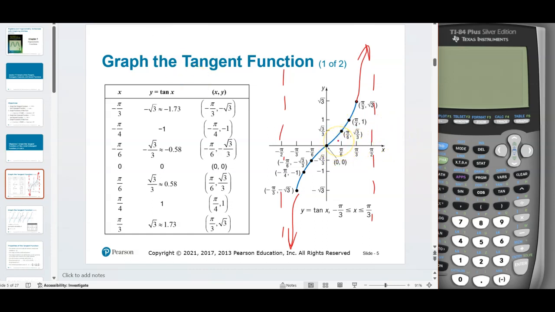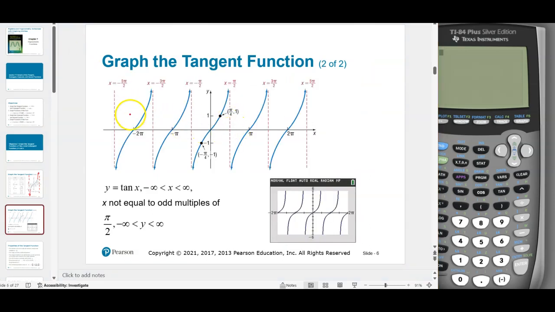Okay, remember, tangent on the unit circle is the slopes of the lines, and as we approach pi over 2, we end up with a vertical line segment, and that's why we go off to infinity like this. All right, so there are those vertical asymptotes that again are at the odd multiples of pi over 2.